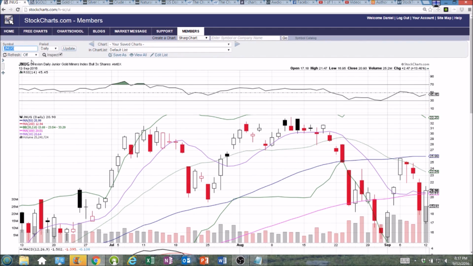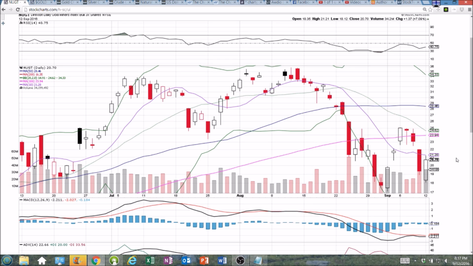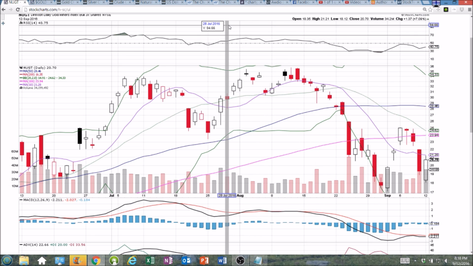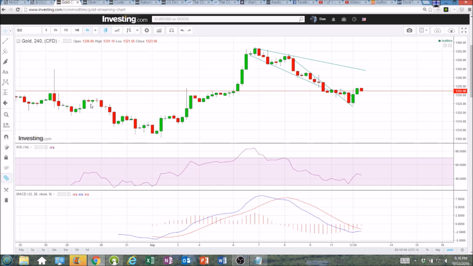So NUGT yet again standing out as weak. JNUG closed above the 10-day moving average and 100-day moving average resistances, and you can see NUGT is nowhere near doing either of those things. So still weaker. If you're playing the minor bulls, you're playing JNUG. If you're playing the minor bears, you're playing DUST. So the bulls are in control, in my opinion. I think this gold bounce is going to have another day for it to play out at the least.